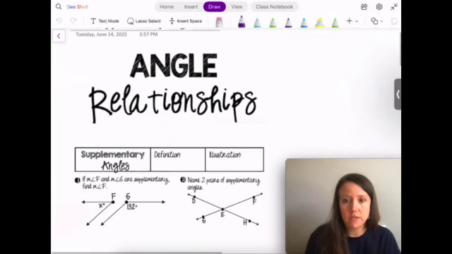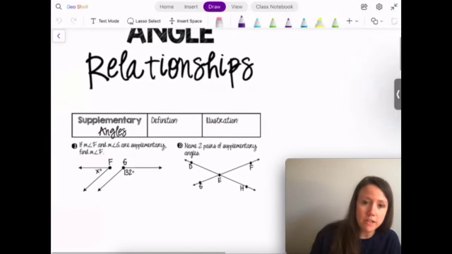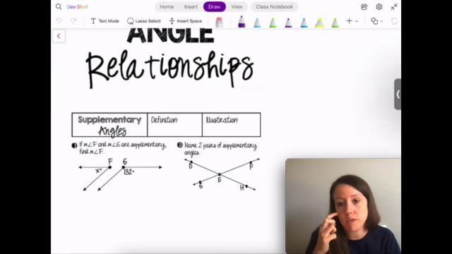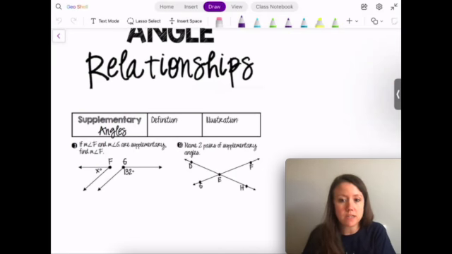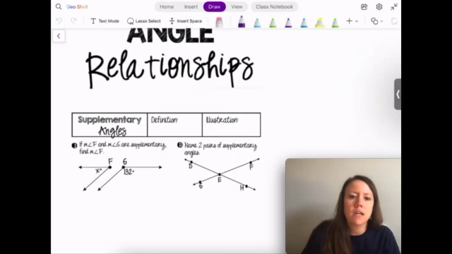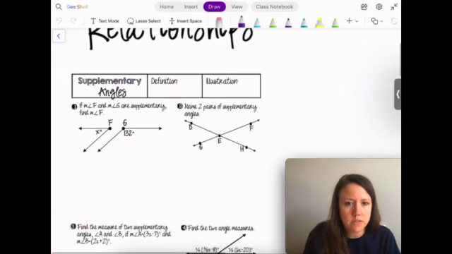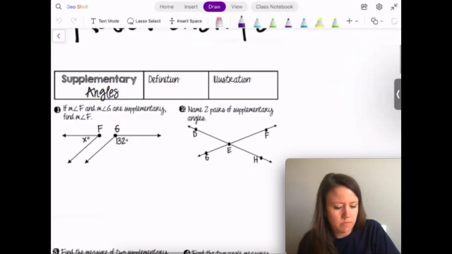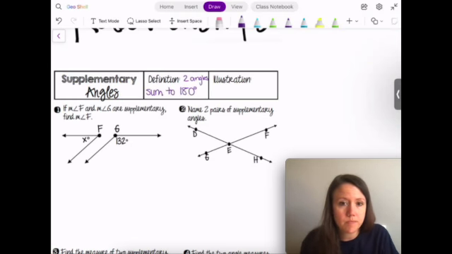Supplementary angles. If you just finished the complementary angles video, you remember that complementary is 90 because C comes before S and 90 comes before 180. So supplementary angles must sum, so two angles that sum to 180 degrees.